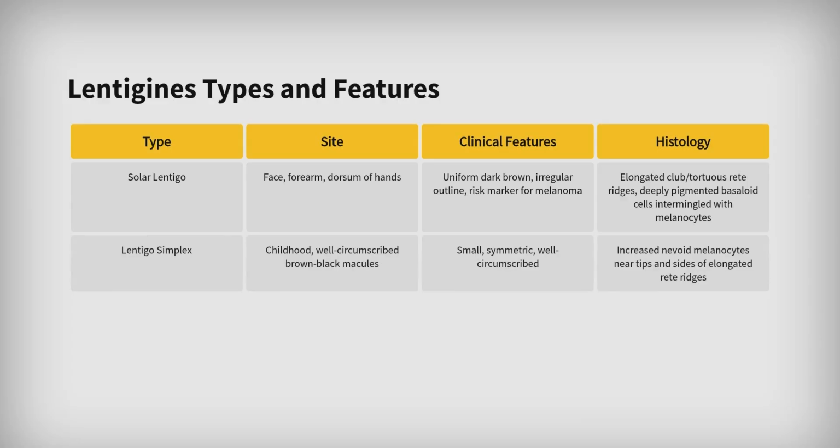Lentigo simplex occurs in childhood as small, symmetric, well-circumscribed brown-black macules with increased nevoid melanocytes near the tips and sides of elongated rete ridges.